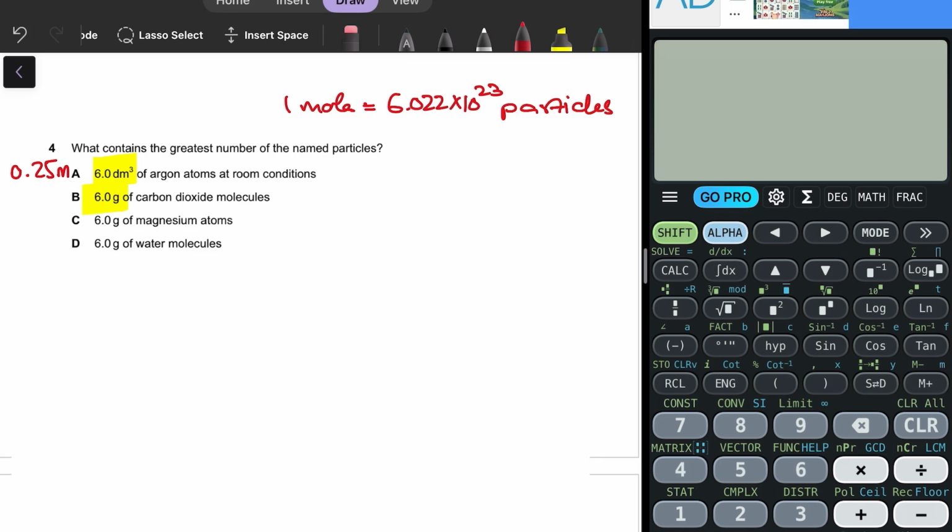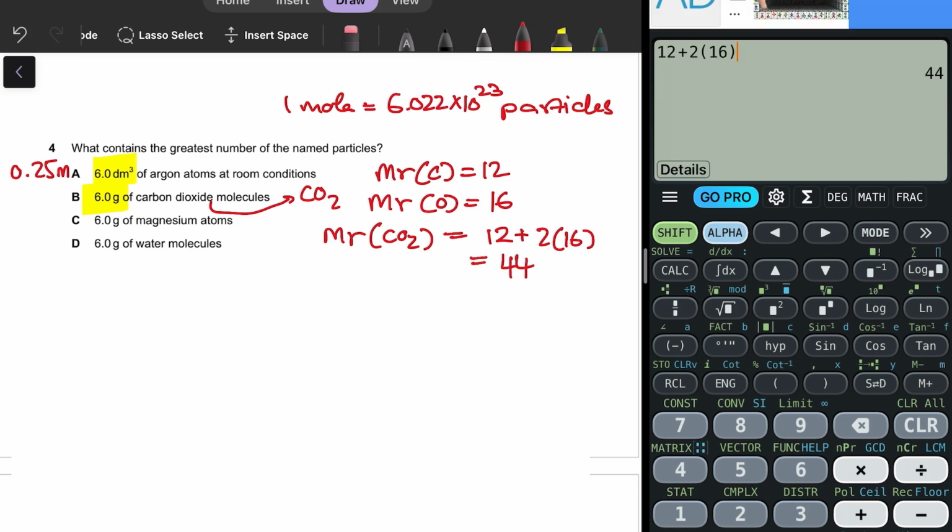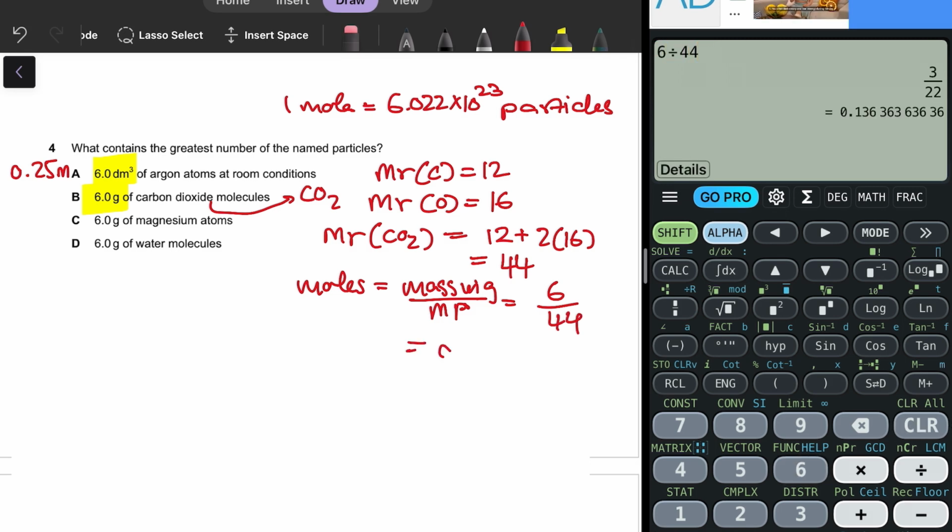Then it says 6 grams of carbon dioxide molecules. The formula for carbon dioxide is CO2. So the MR of CO2 equals 12 plus 2 times 16, which equals 44. Moles equals mass in grams over MR, which equals 6 over 44, which is equal to 0.136 moles.